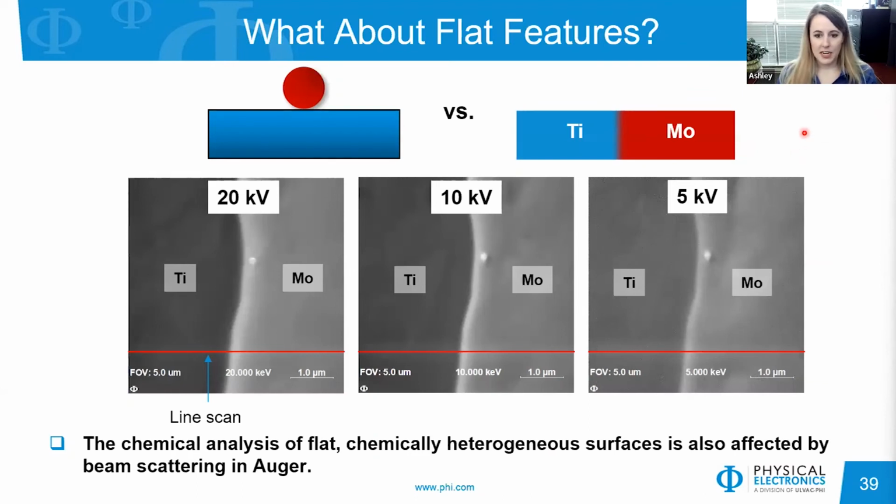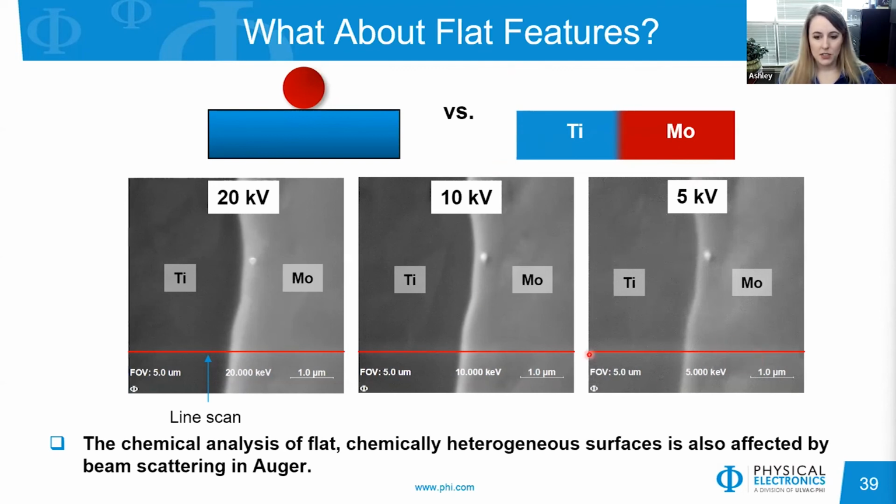So everything in this presentation so far has been about raised structures, particles on surfaces. Of course, real-world samples usually do exhibit some type of topography. However, what about the case of flat features? These could be present in cross-sections, FIB cuts, fractured samples, or grain boundaries. In this example, we have a flat surface consisting of titanium on the left, molybdenum on the right. And if we want to get an idea of the sharpness of the interface between these two materials, the best way to do that is to look at a line scan.